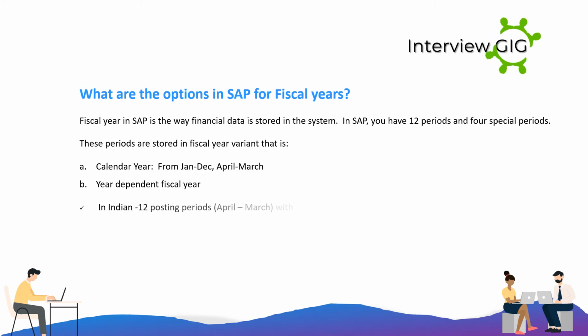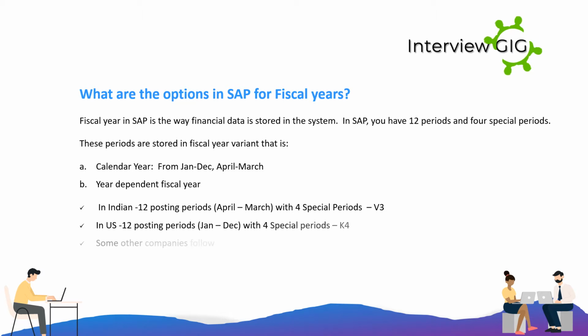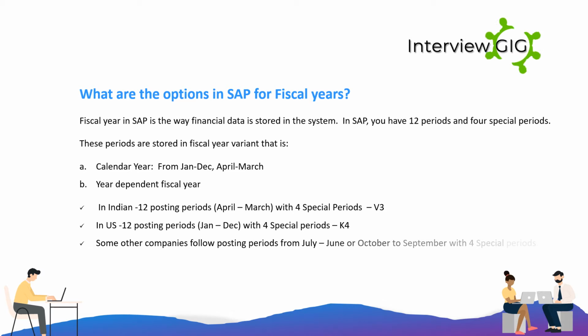B. Year-dependent fiscal year. In India, 12 posting periods, April to March, with 4 special periods, V3. In the US, 12 posting periods, January to December, with 4 special periods, K4. Some other companies follow posting periods from July to June or October to September with 4 special periods.